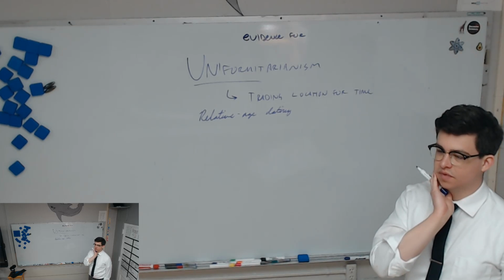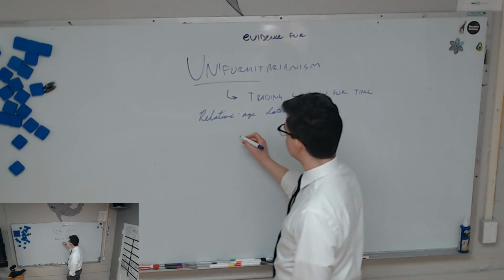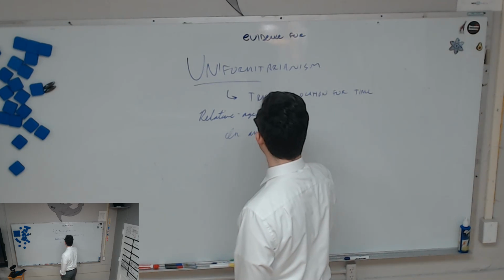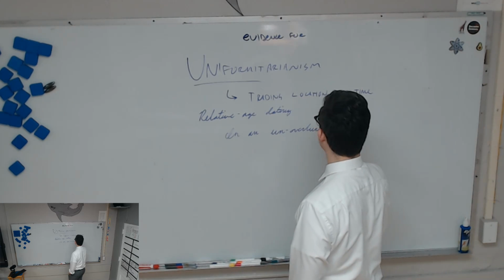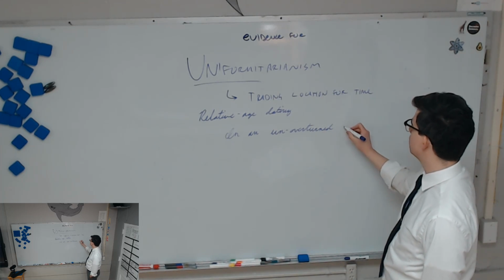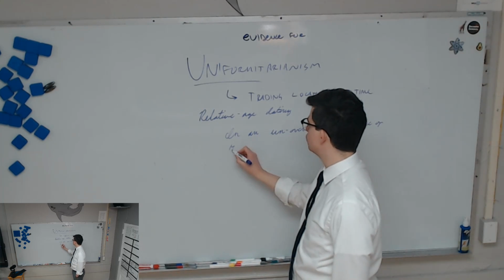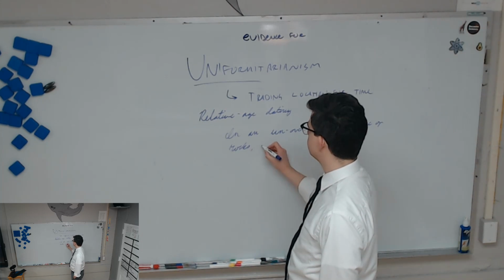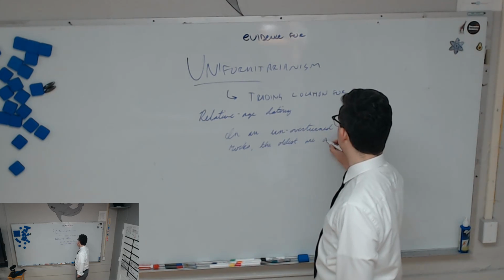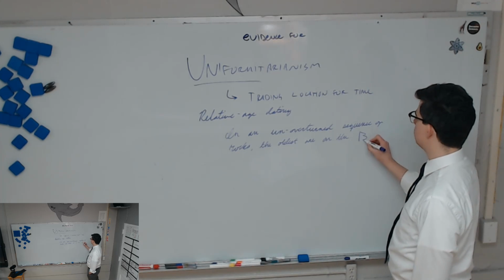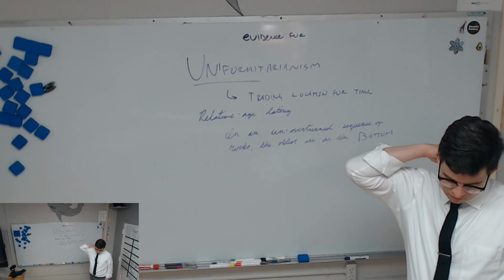Is it with rocks? It's with rocks. If it's not overturned, the oldest is at the bottom? We're going to write it fancy first. In an unoverturned sequence of rocks, what's the rest? You already know the rest. The oldest is on the bottom. In an unoverturned sequence of rocks, the oldest are on the bottom.